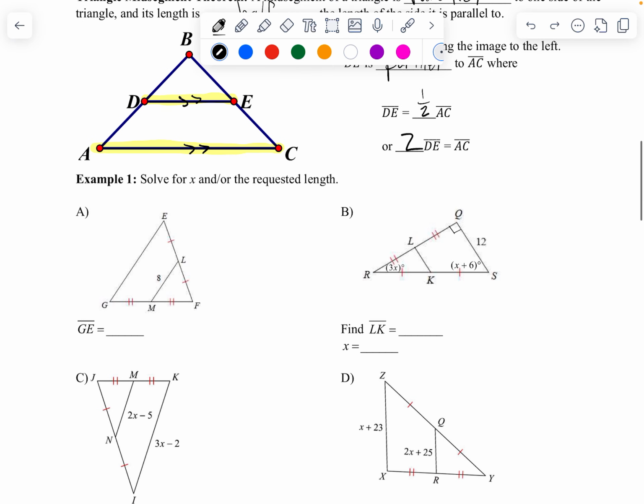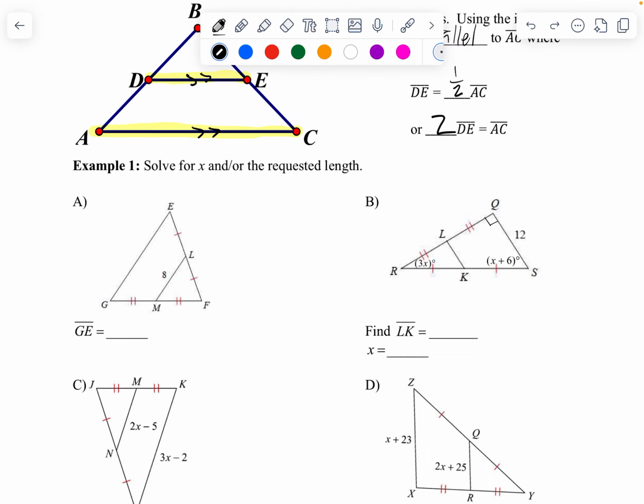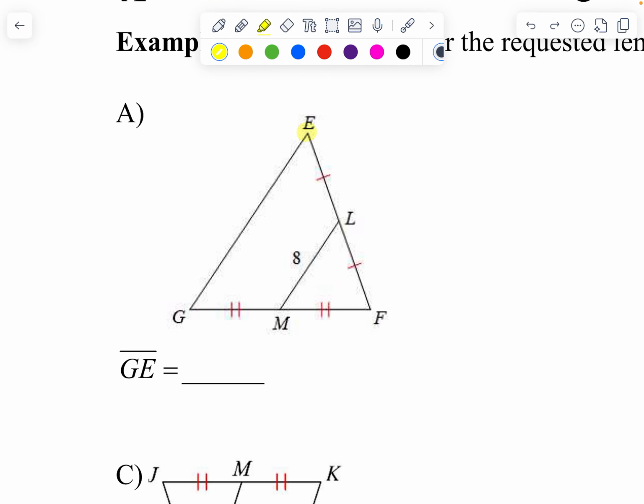Okay, so let's practice this a bit. It says solve for x and/or the requested length. So GE is what we need to find right here. You'll notice that that is the side parallel to our midsegment from L to M, and we can tell that L and M are midpoints because we are seeing that they're cutting that triangle into equal parts.